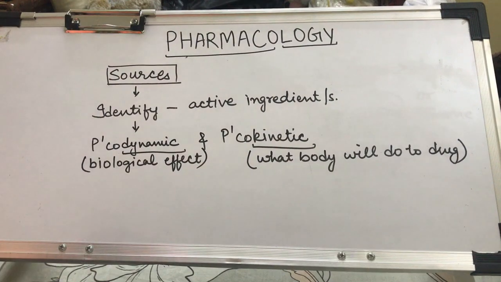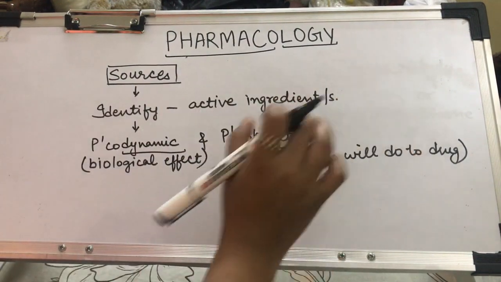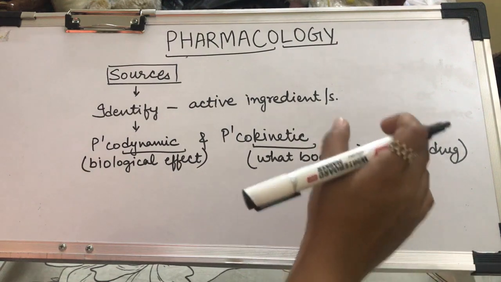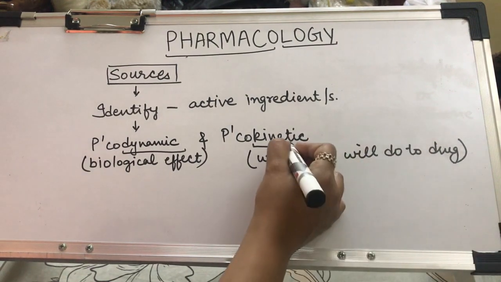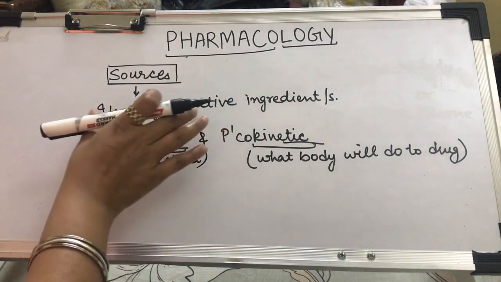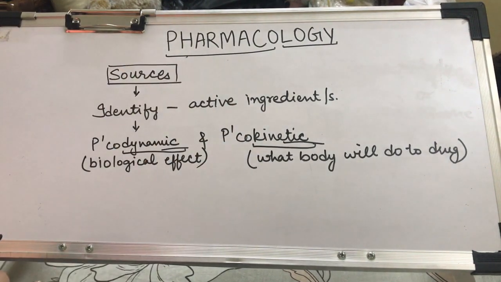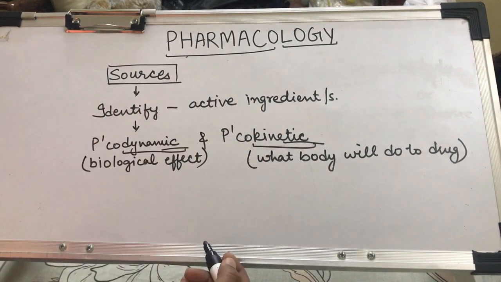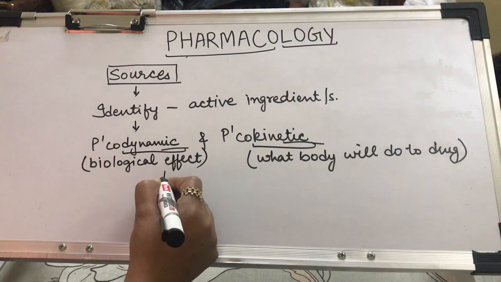That is kinetics. The drug will be broken down, absorbed, distributed, metabolized, eliminated from the body. That is kinetics. What effect is it going to produce in the living organism? That is dynamics. So after we have identified the active ingredient, we are going to check its dynamic and kinetic properties.